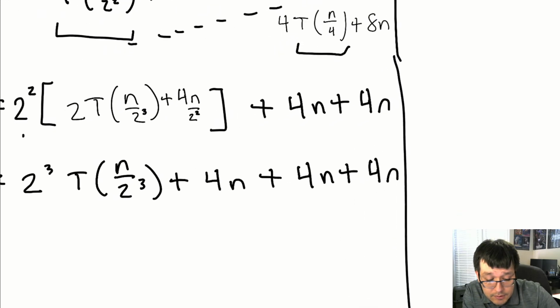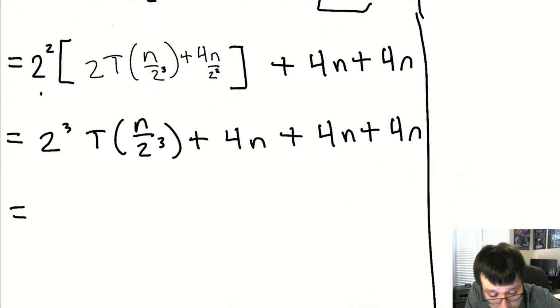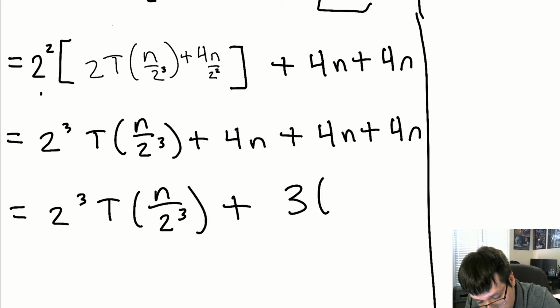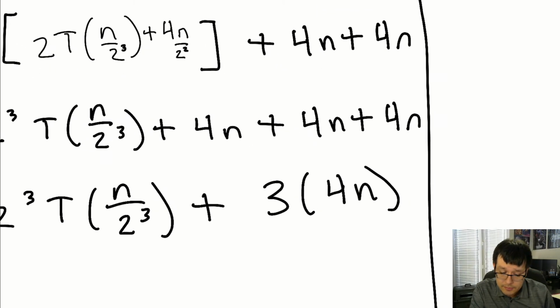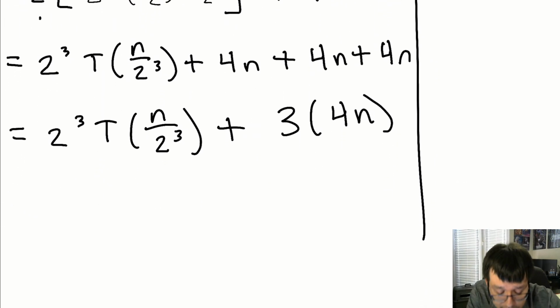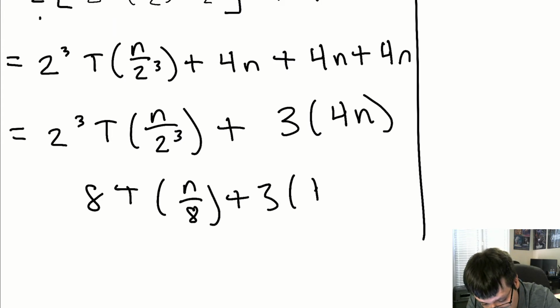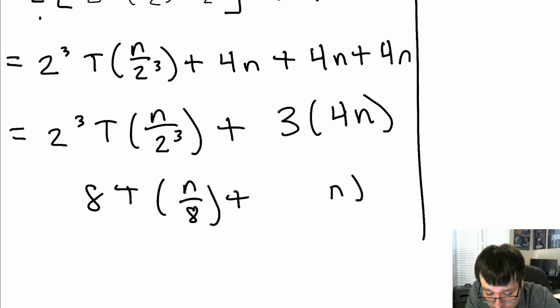So to simplify, because I am running out of space, I am going to say 2 cubed T of n divided by 2 cubed plus 3 times 4n, okay? That's the same thing, I just combined those. Again, I could simplify this. This is the same thing as saying 8 times T of n divided by 8 plus 3 times 4n. Okay, or I guess if I really wanted to oversimplify this, this could be a 12, right? 12n.